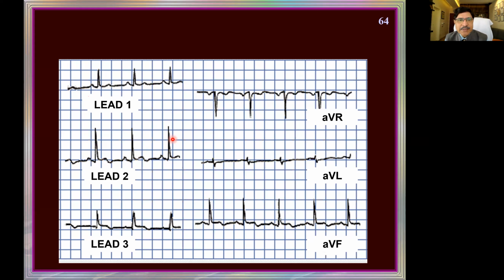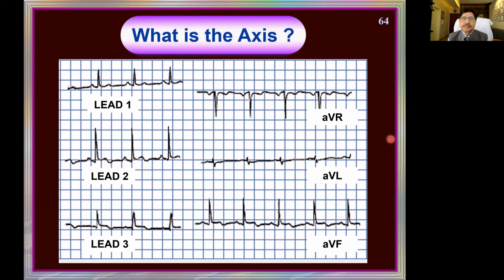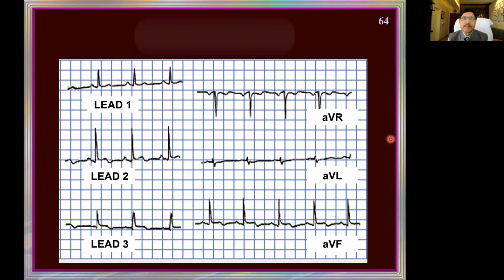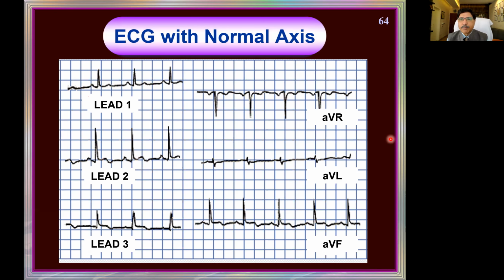What is the axis here? Normal axis. Why? Because the left camera showed a positive thing, L1. And the 3 inferior cameras are showing it is going downward also. Our cardiac axis, normally the impulse, is leftward and downward, which is a normal axis. So this is a normal axis.